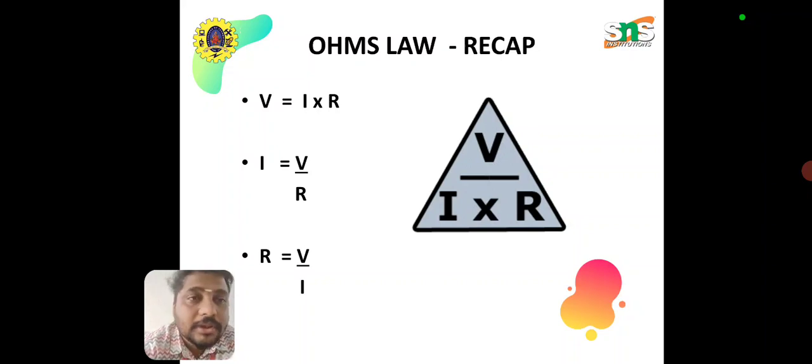Ohm's law states that in a current carrying conductor, the potential difference between two points is always proportional to the current flow, the electron flow in a circuit. So voltage V is directly proportional to the current I in the same conductor. We can also express the equations as V equal to IR, I equal to V by R, and R equal to V by I. This is the basic relationship between V, I and R.